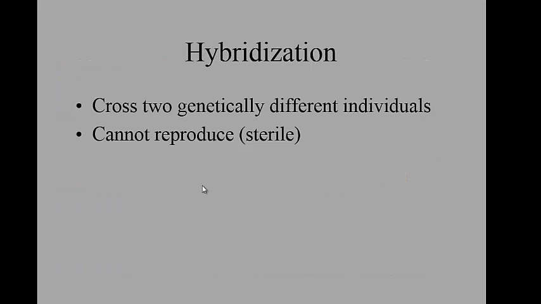Another type is hybridization, when you cross two genetically different individuals. The problem with this is that those hybrid animals cannot reproduce. They're completely sterile. That has to do with the number of chromosomes that they have, because one is going to be left without a pair, and therefore they can't mate and they can't reproduce. This would be an example of the liger. When you cross a lion and a tiger, you get a liger. But a liger cannot mate.